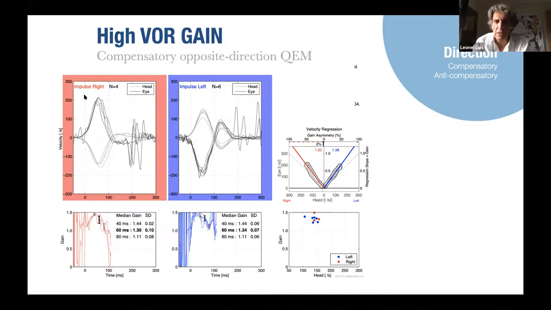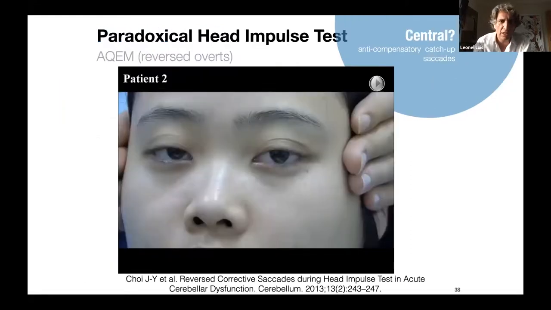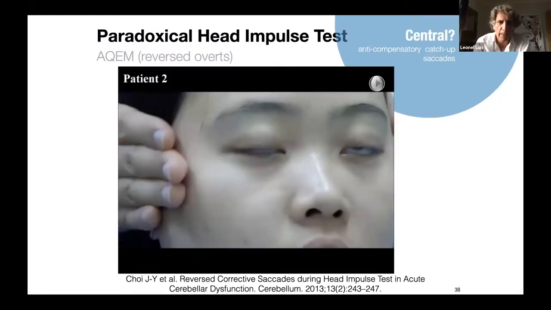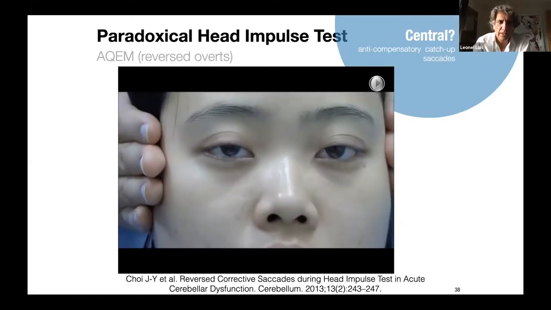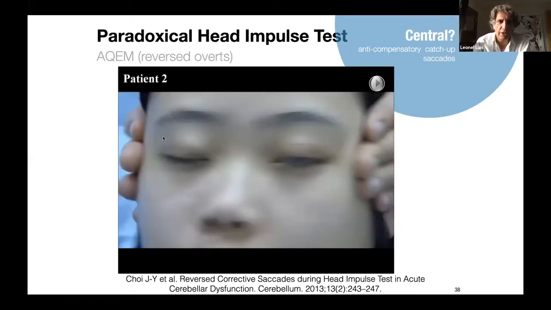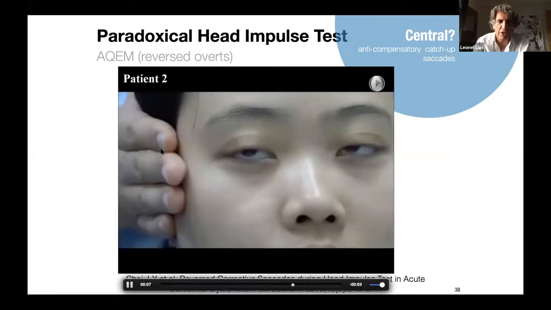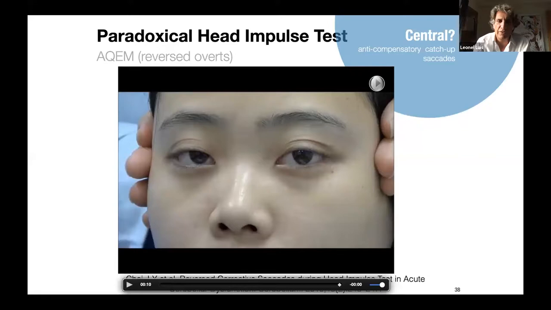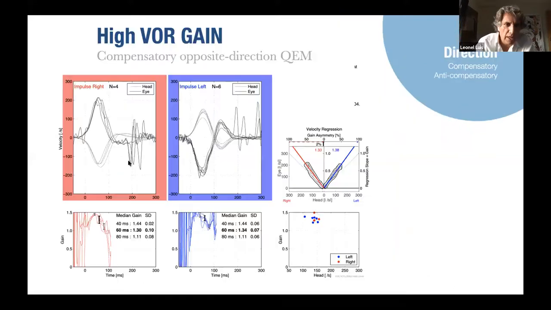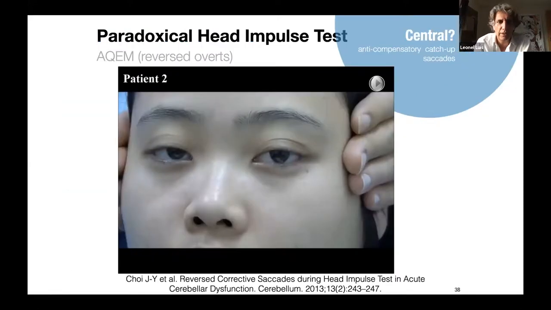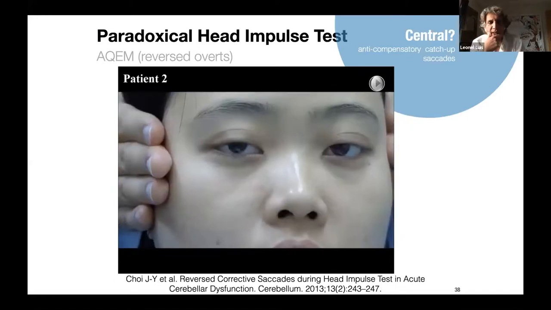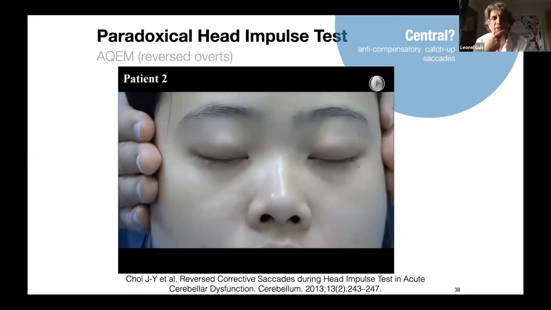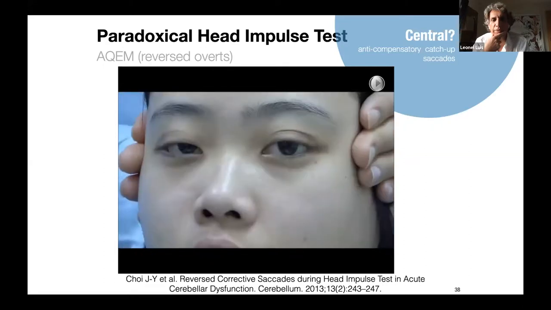So these are cerebral patients. Like you can see here in this video, saccades that have the direction of the head movement. Again, these head impulse tests are pathologic, but the saccades have the direction of the head movement. Very, very important.